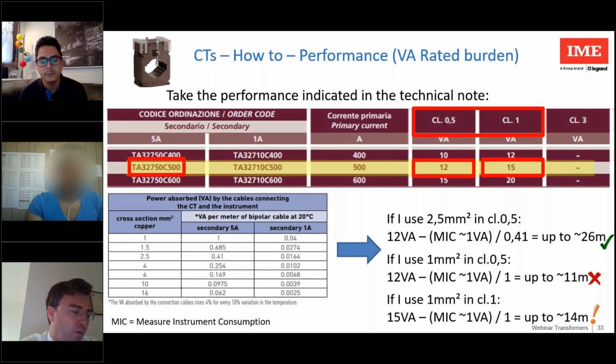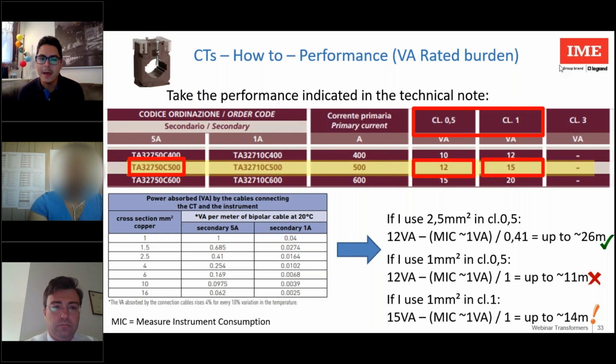From Lawrence, why does the secondary current fluctuate so much sometimes, for example from 0.8 ampere to 5 ampere? Is it because of low quality or insufficient VA, or because of an oversized CT?